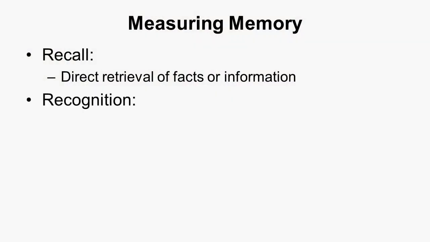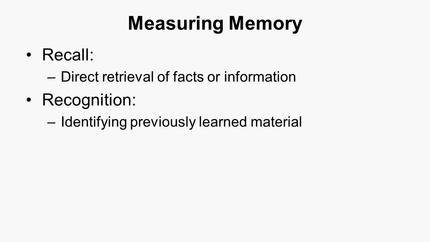A far more common kind of memory measurement technique that is used nowadays, and most students prefer, are recognition style questions. Recognition just refers to when you have the individual try to recognize or identify information that they have previously been exposed to. Usually this is easier. It's easier to look at something and say, hey, I remember that, than to simply try to pull it out of your memory with very little assistance.